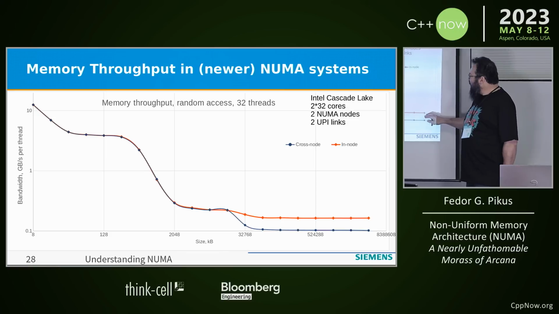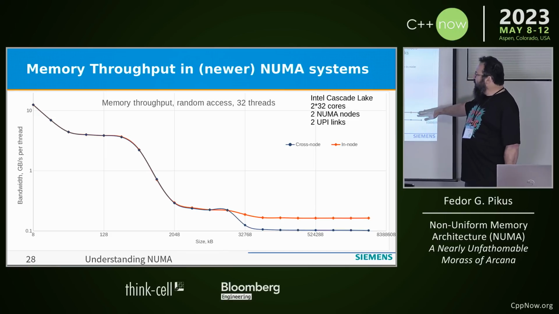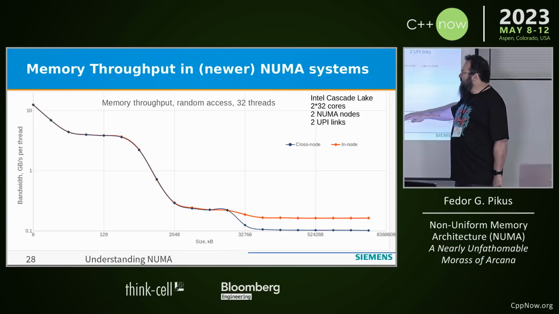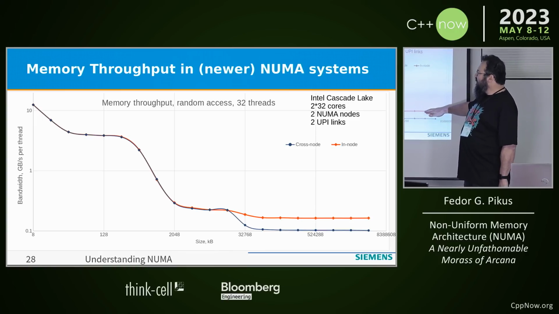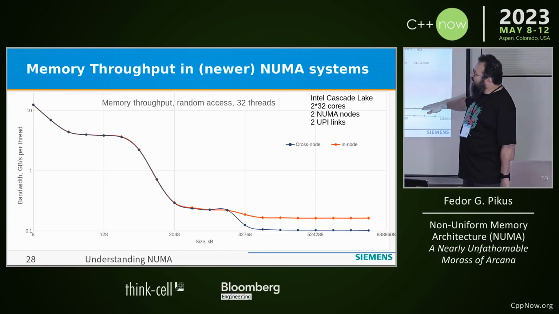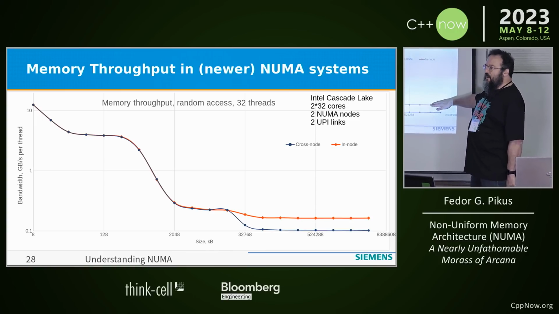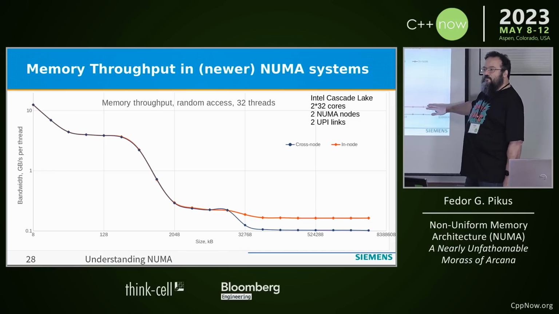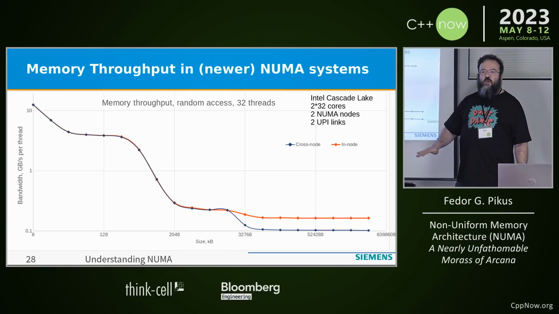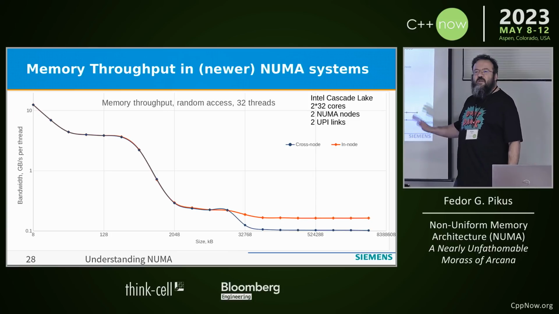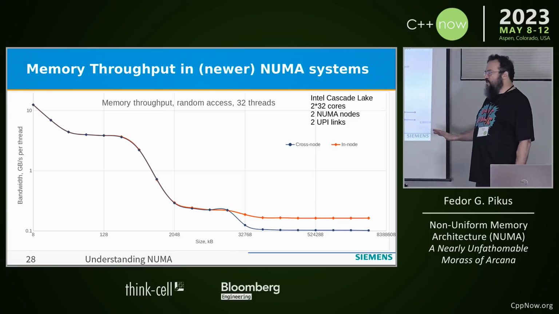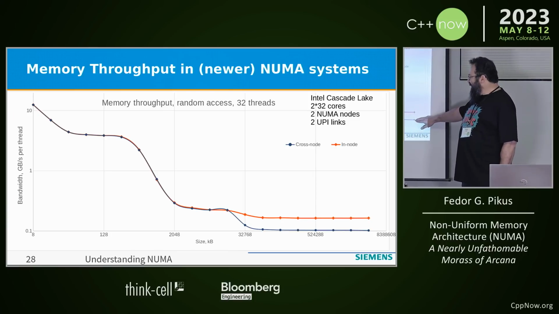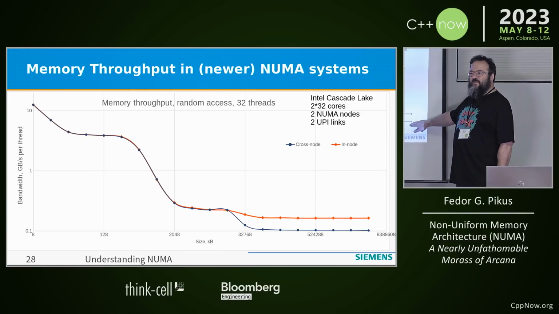Okay. So, well, first of all, random access is bad. The sequential access gave us almost 20 gigabytes per second on this system, and random access is less than 1. Okay, but we knew that. That's the whole prefetch thing, the caches. We know that random access is bad. But it's a lot worse if you have to go cross node.